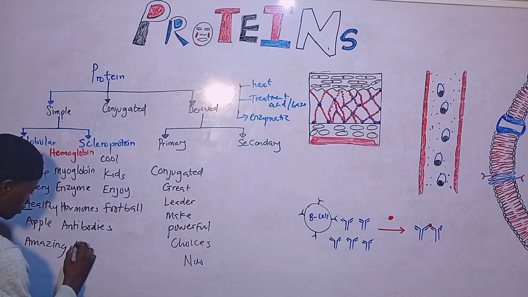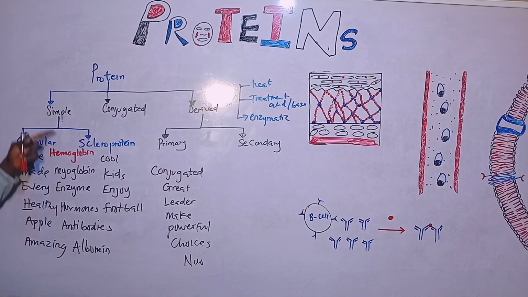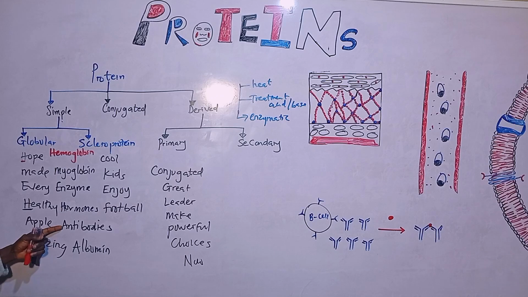And this amazing is going to be albumin. So that's basically the examples of globular protein: hemoglobin, myoglobin, enzyme, hormones, antibodies, and albumin.